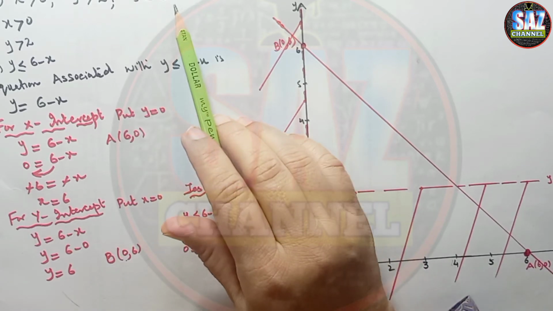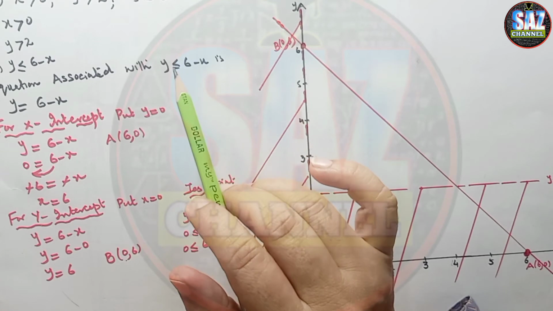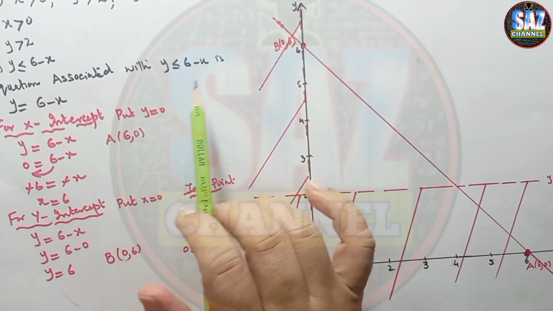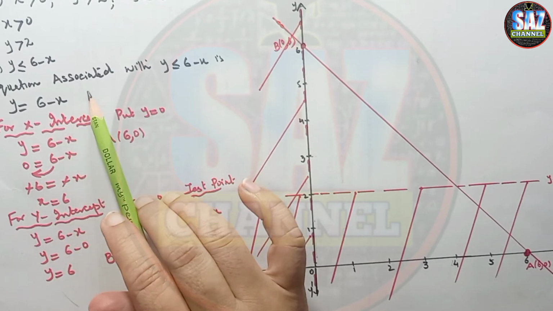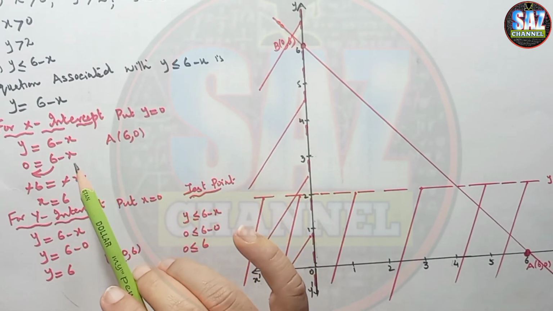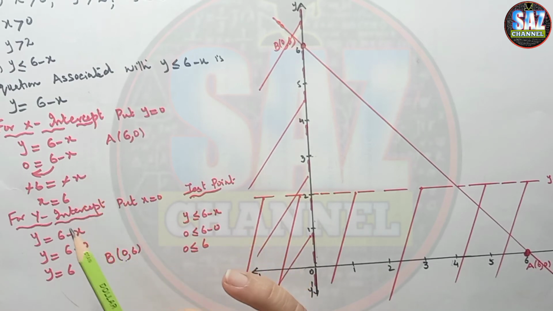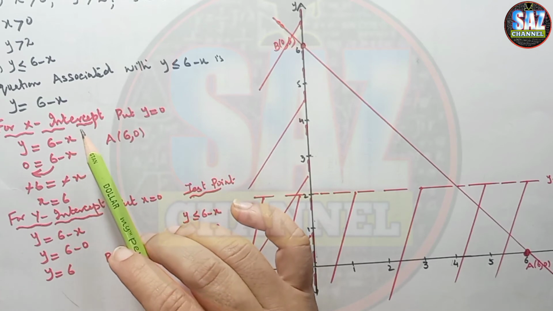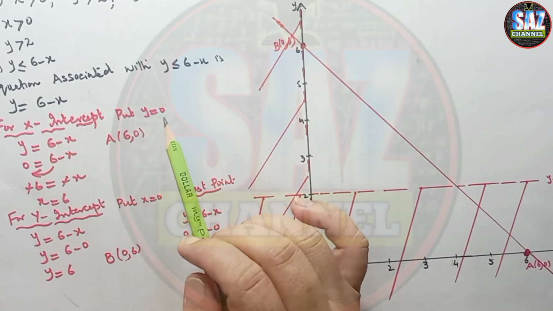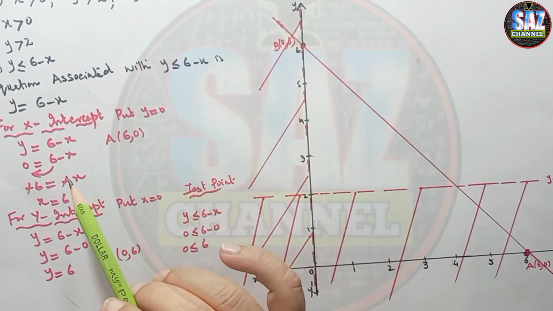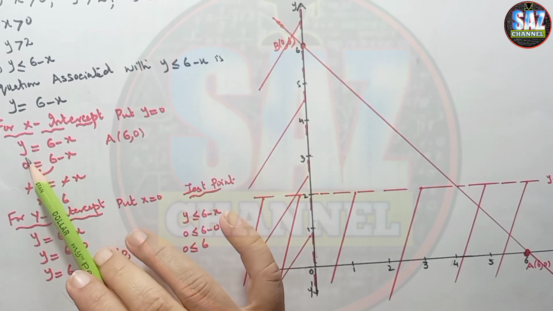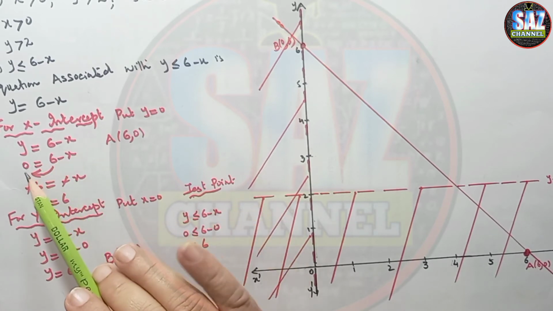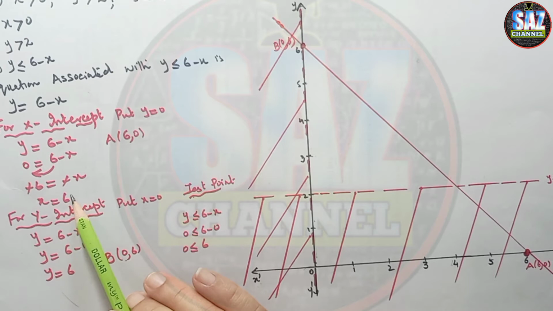First of all, we have to turn this inequality condition into the form of an equation. So the equation associated with y less than or equal to 6 minus x is y equals 6 minus x, and in order to plot this equation, we either can go with the table values or we can go with the intercepts. I will preferably be going with intercepts. So for x-intercept, put y equal to 0, and when I am putting y value 0 in the equation, my equation will take the form 0 equals 6 minus x, and the value of x has become 6.